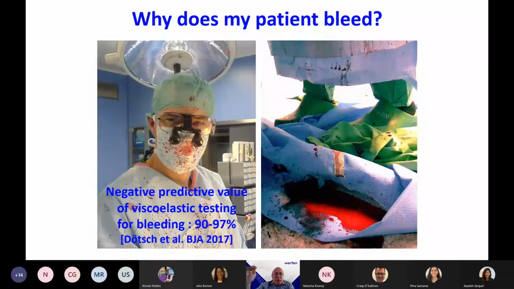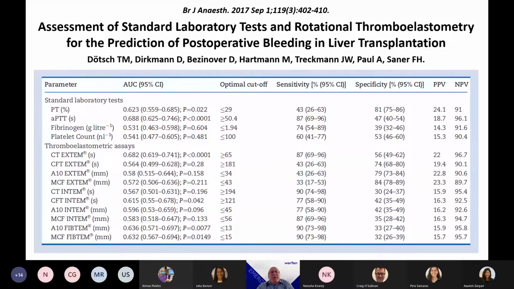We can go through a protocol and we can exclude reasons for bleeding. For example, if we use a FIBTEM clot firmness, and this is higher than 10 to 12 millimeters, we know that adding more fibrinogen will not be helpful. Or if the clotting time is low, giving plasma or PCC will not be helpful. So the chance is just 3 to 10% that it has any benefit, but it's more than 90% that there is no benefit. And I know this is a busy slide.